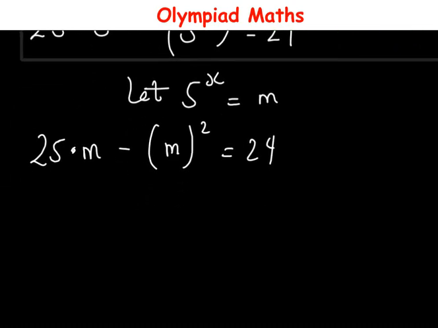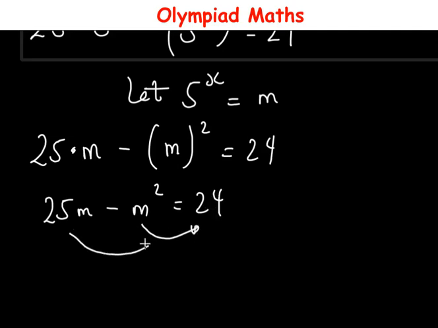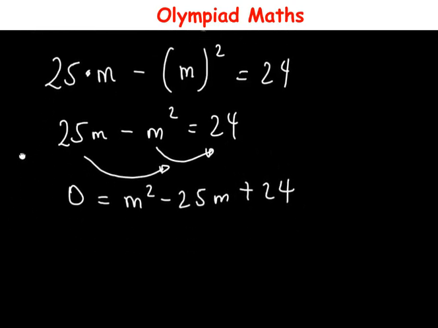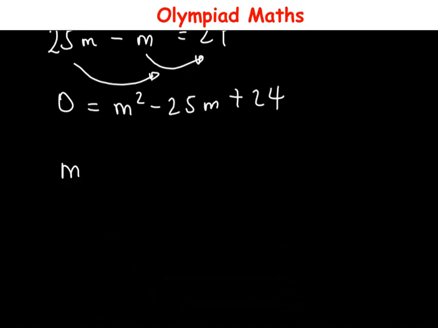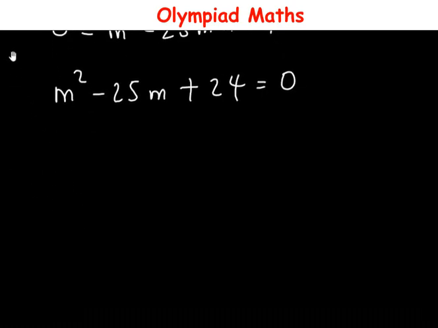So from here, multiplying this, 25 times m is 25m, then minus m squared is equal to 24. Move this over to this side with this also. Here becomes 0 equals, here becomes m squared minus 25m, then plus 24. So if we rearrange this, we have m squared minus 25m plus 24 is equal to 0. So with this, we have a quadratic equation, and to solve for the value of m, we're going to solve it using the factorization method.